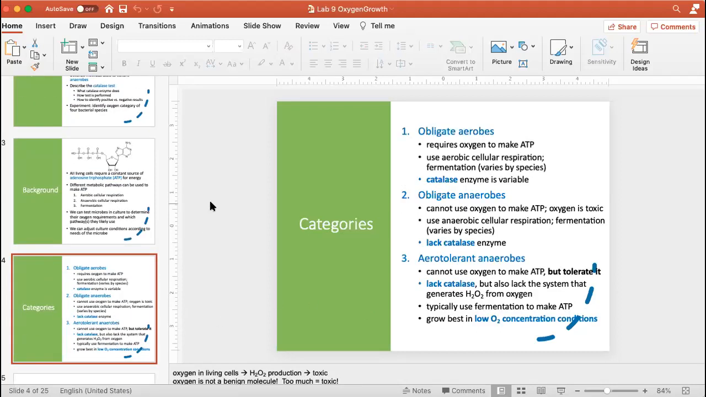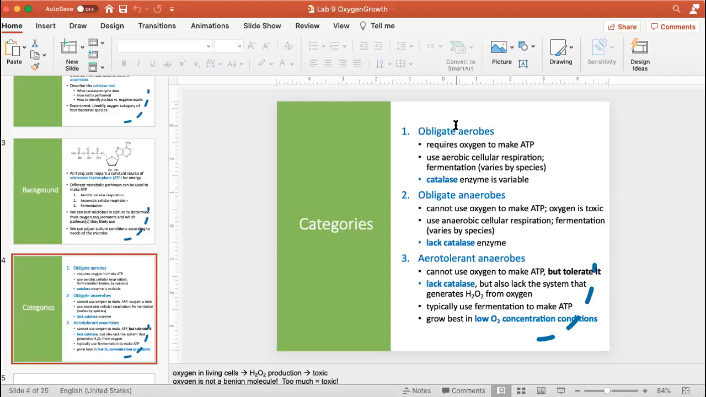So let's talk through these 5 categories of oxygen requirements. First on the list is the obligate aerobe. So remember, obligate meaning absolutely necessary. And when you see the word aerobe, I want you to think oxygen. So an obligate aerobe has an absolute requirement for oxygen. And that's because they use oxygen. They require oxygen to make their ATP.